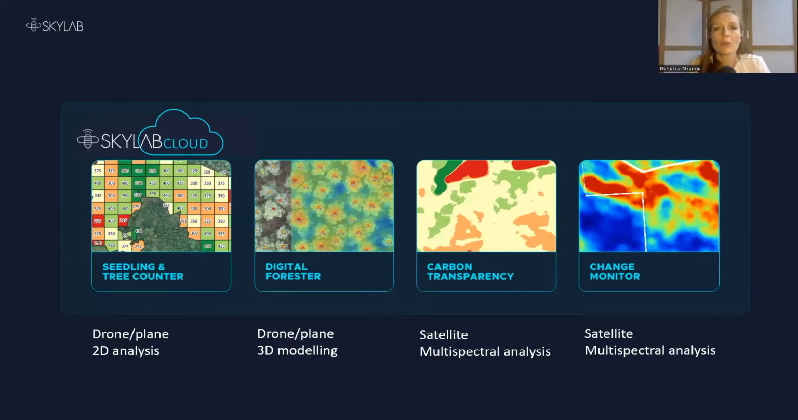And we do that with these 4 products. So firstly, our seedling and tree counter, which is a 2D analysis of normal color imagery from drones and planes. Our digital forester, which is 3D modeling of your forest with drone or plane imagery. And then the last 2 products, which use satellite imagery to monitor any negative or positive change over time. And actually, that's also one of the best ways of monitoring the performance of carbon projects.